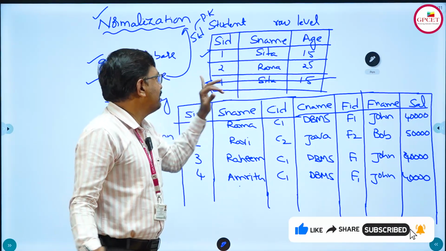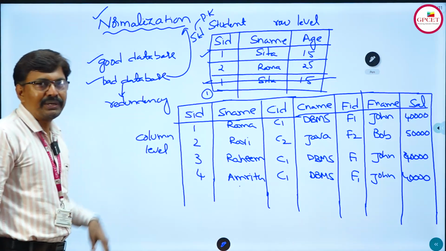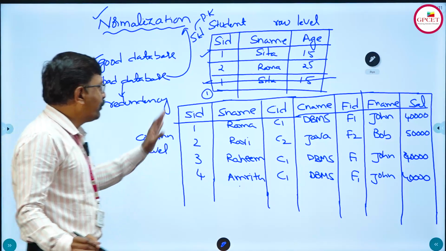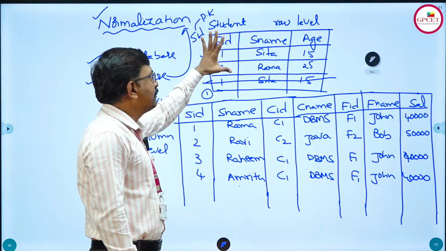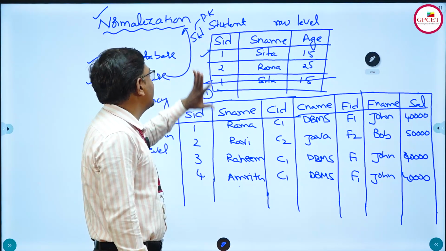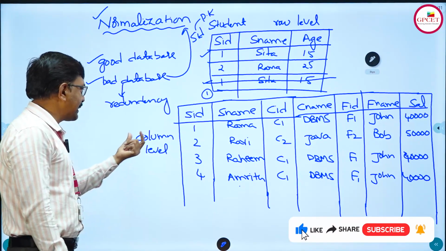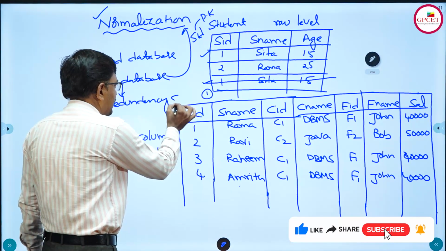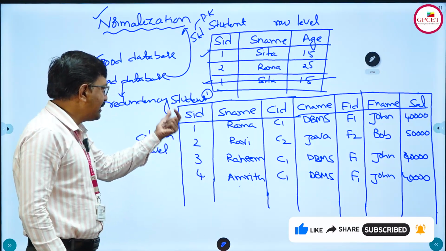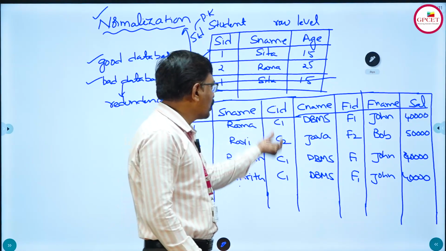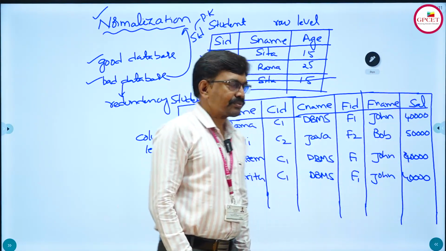1 Sita 15, 2 Rama 25. That is row level duplication. Before setting the primary key, it is a bad database, and after we say SID is a primary key, it is a good database. Whereas the second example is a table with the same name, the student table, having student ID, student name, course ID, course name, faculty ID, faculty name, salary.